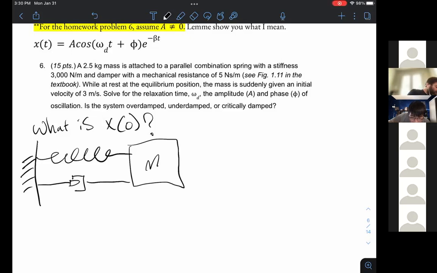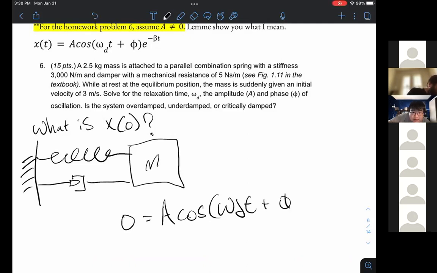Yeah, totally, right? x of 0 is 0. So I'm going to say 0 equals A cosine(omega_d t plus phi). I could figure out omega_d and beta and have those in here, but it's not going to really matter, so I'm not going to do that right now. e to the minus beta t. Okay, so if I consider beta and omega_d as constants, because I can figure those out, I'm left with two unknowns here, right?